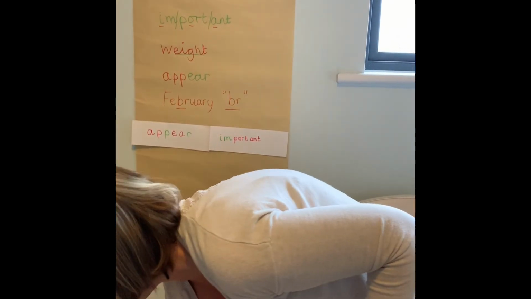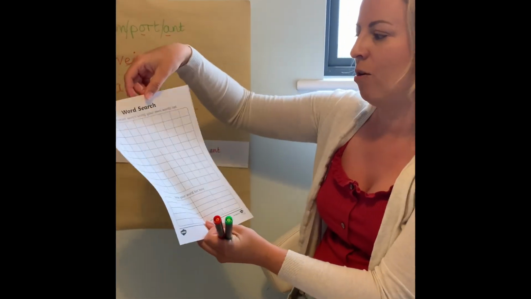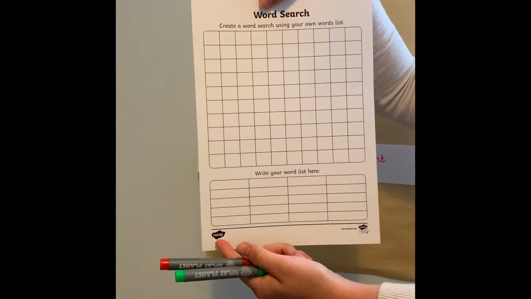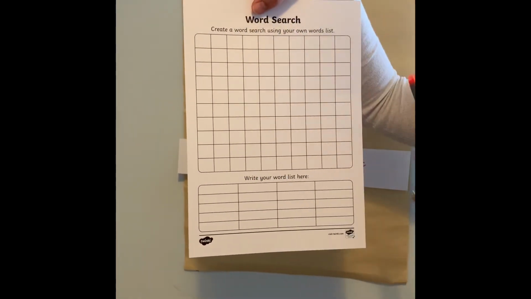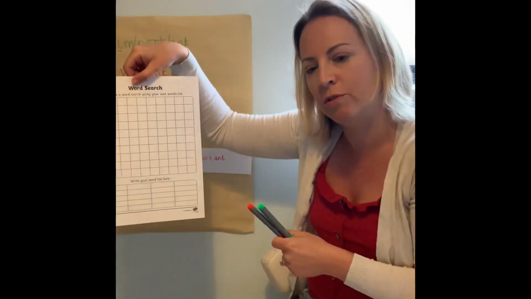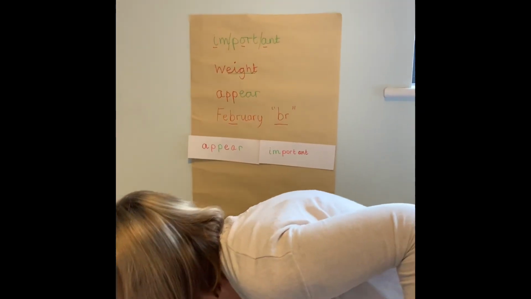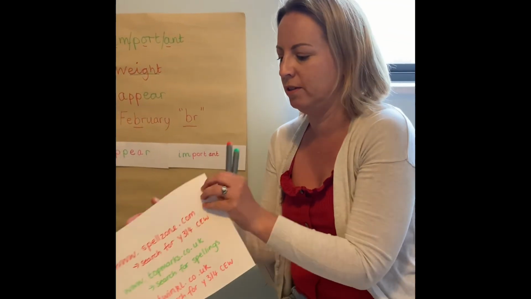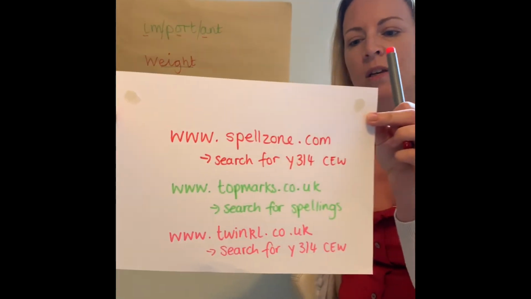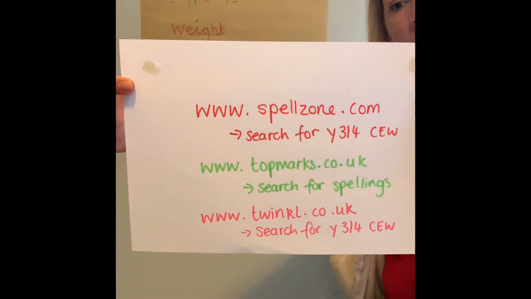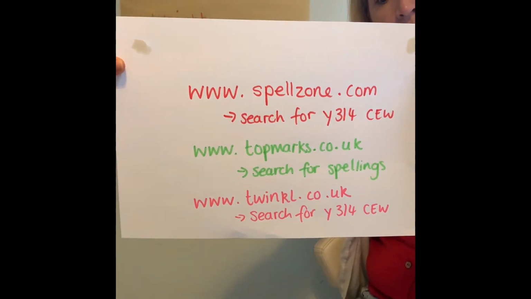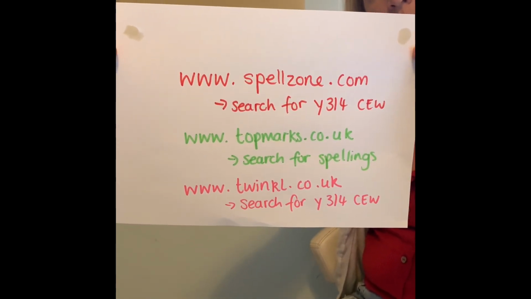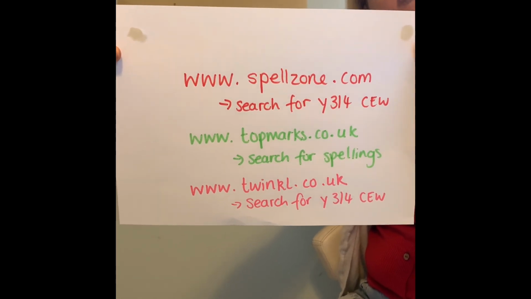And finally, you might want to create a word search using some of your spellings. I've printed this off Twinkle, but you can easily draw this out yourself at home. Pop your words in there and then fill it in with all the other letters, and you can challenge someone at home with your spellings. Also, I know lots of you like websites. So here are some websites if you'd like to have a go at these at home: Spellzone, Top Marks and Twinkle. The first two have got lots of games on, and Twinkle, if you've got a printer at home, you can print things off on. They're all free.